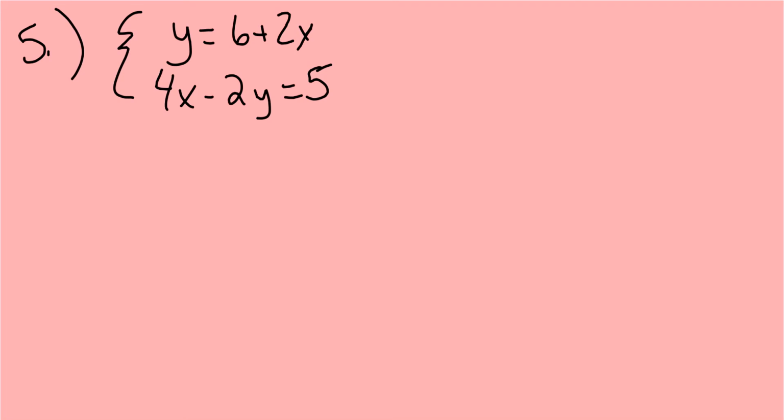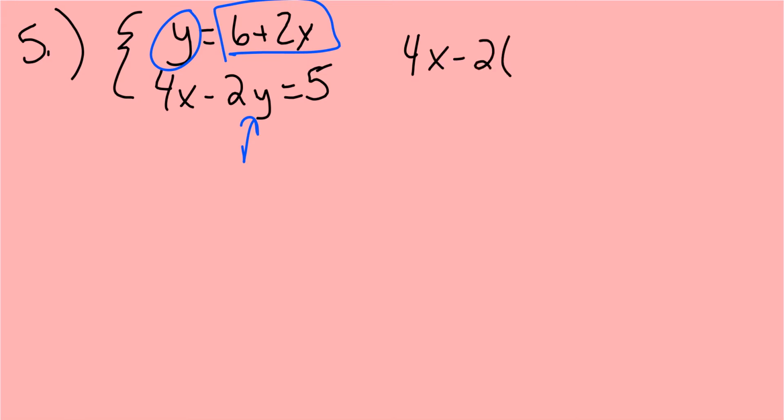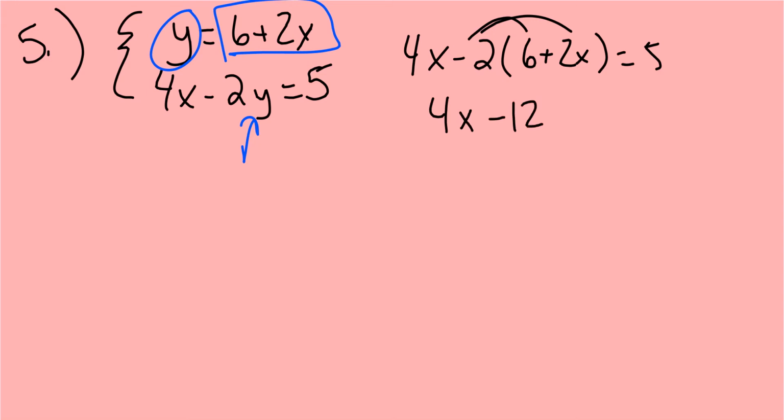All right, number 5, exact same concept. Look, y is by itself. I take 6 plus 2x. I'm going to plug it in for y. So now I'm going to just rewrite the bottom equation as 4x minus 2, but instead of y, I'm going to put 6 plus 2x equals 5. I'm going to distribute. Don't forget that's a negative 2, so it's going to be 4x minus 12 minus 4x equals 5. Something interesting happens here.